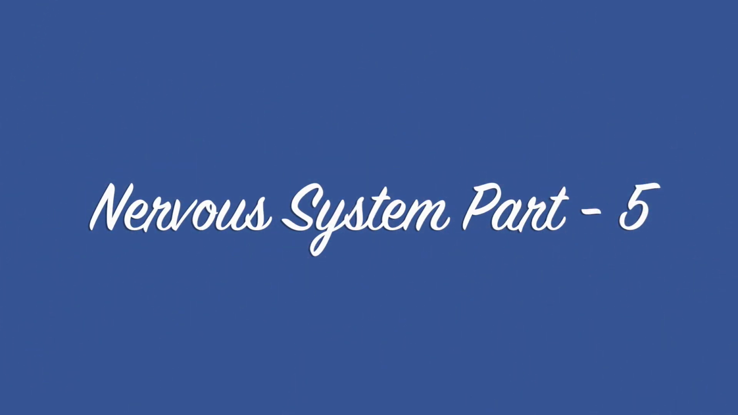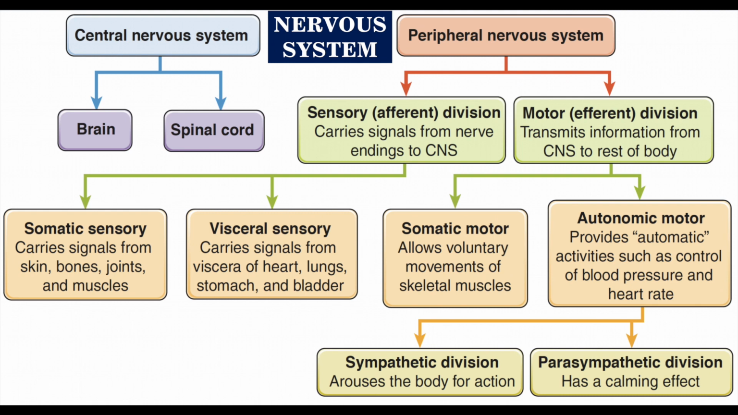In this nervous system part 5 video, we will cover the peripheral nervous system. The nervous system is mainly divided into two parts, central nervous system and peripheral nervous system. We have already covered the central nervous system in previous videos. The peripheral nervous system is divided into two, sensory division and motor division.